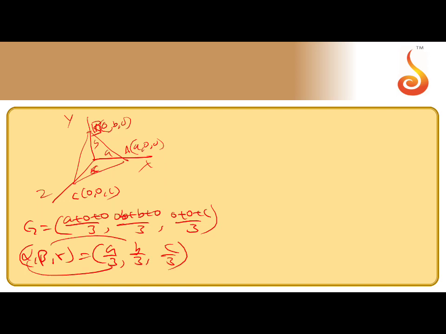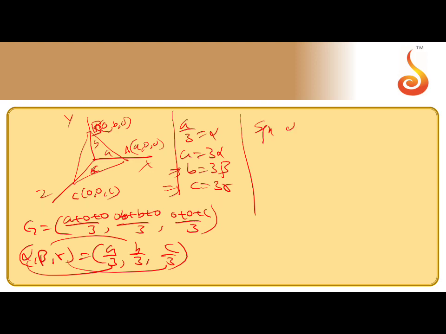So that equals A by 3, B by 3, and C by 3. You can equate these three values. A by 3 equal to alpha, A is 3 alpha, B equal to 3 beta, and C equal to 3 gamma. These are the values for A, B, C by equating. Now we want the equation of the plane. Intercept form: x by A plus y by B plus z by C equal to 1.